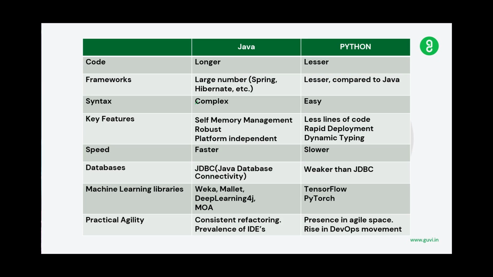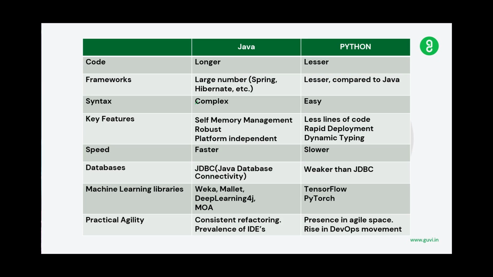Whereas when it comes to databases, the Java database connectivity or the JDBC is most popular and widely used to connect with databases, whereas Python database access layers are weaker than Java's JDBC. This is why it is rarely used in enterprises. When it comes to the machine learning libraries, in Java you have Weka, Mallet, and Deeplearning4J, whereas in Python you also have TensorFlow and PyTorch.